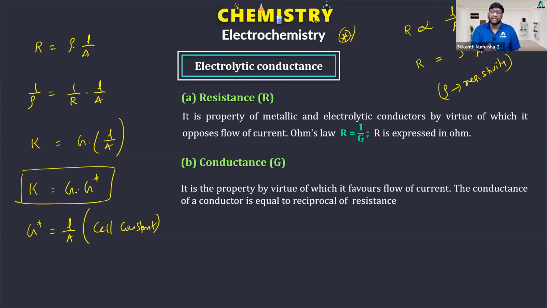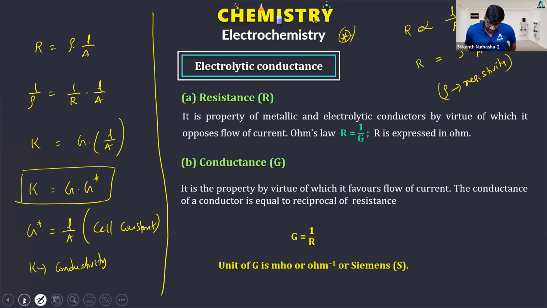Whatever the cell might be, the cell constant is going to be the same or not? Yes or no? Like I'm filling a particular electrolytic solution in this particular cell. The length and area of cross section of this cell are the same. Whatever solution you fill inside, it is not going to change the length or area of cross section. So G star is equal to L by A, which does not depend upon the type of electrolytic solution we have taken. Rho is resistivity, K is conductivity. G is equal to 1 by R, and the unit of conductance is mho or ohm inverse or Siemens.